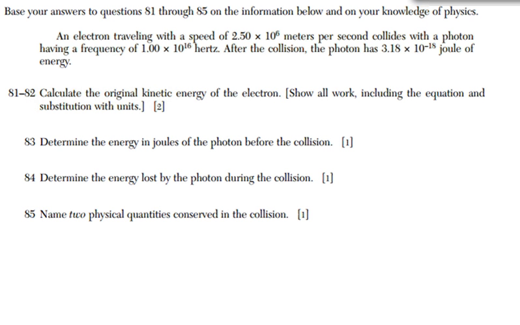So that means before the collision, I see the electron has a speed of 2.5 times 10 to the 6 meters per second. So what do we do for kinetic energy? We look in our reference table. The equation for kinetic energy, KE equals 1/2 mv squared. Right? So first, we need the mass of an electron, which you can find on your reference table.